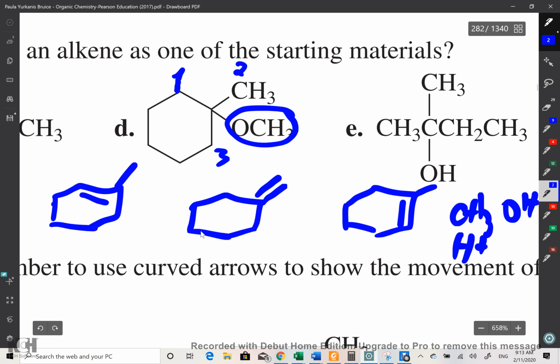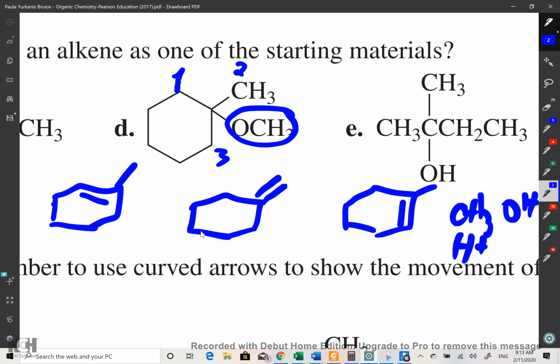Yes? When you leave the hydrogen alone, what is the other, like when you take the oxygen away, are you taking the oxygen and the CH3? Yeah, you're removing the OCH3 and 1 hydrogen.